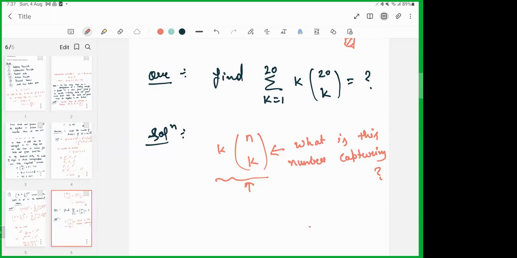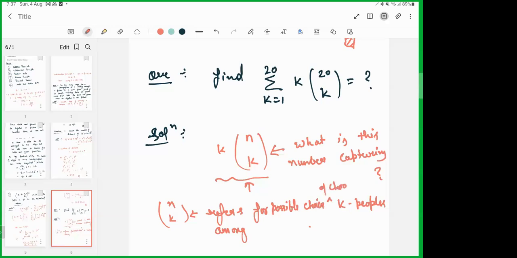Let me repeat. N choose K refers to choosing K people among N people. It refers to the possible choices of choosing K people among N people. Let's write this.